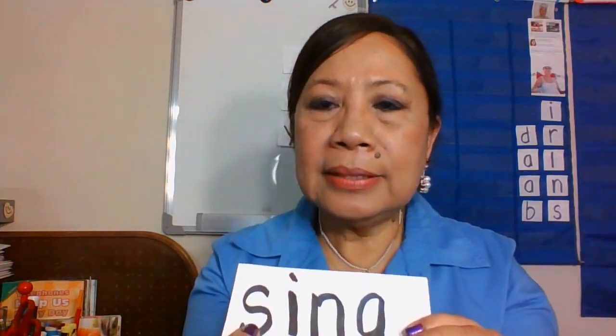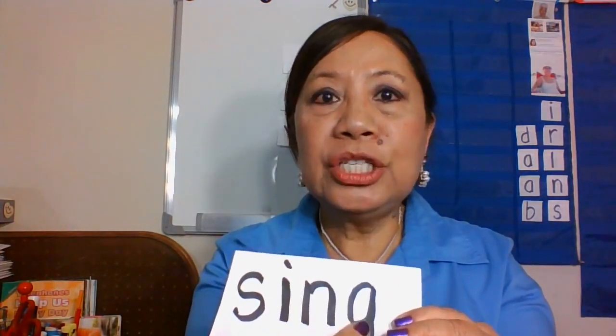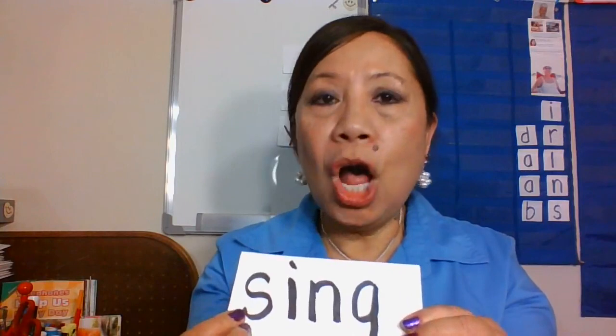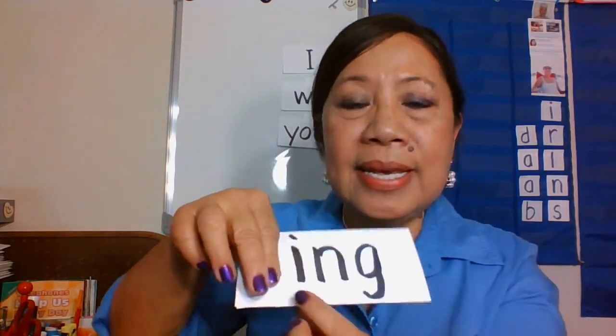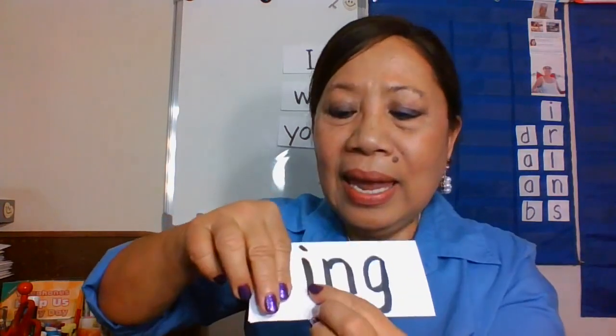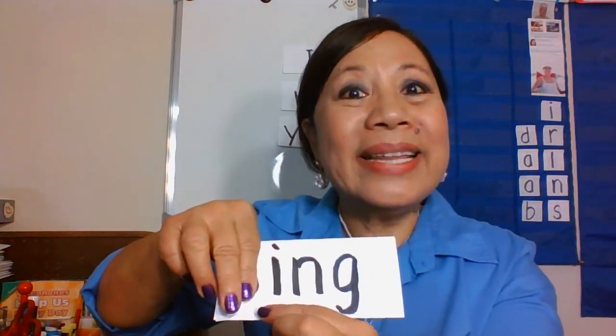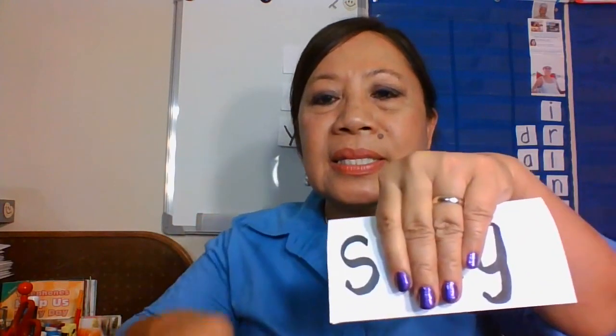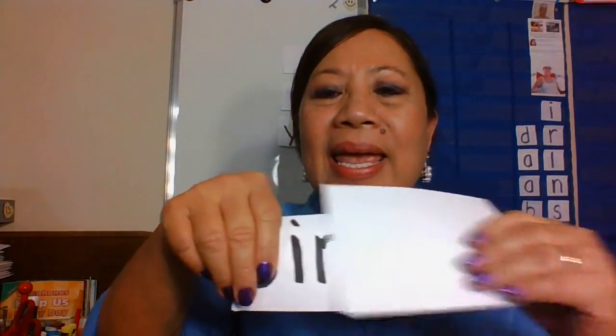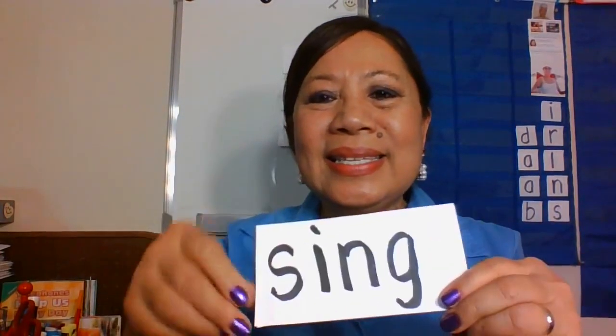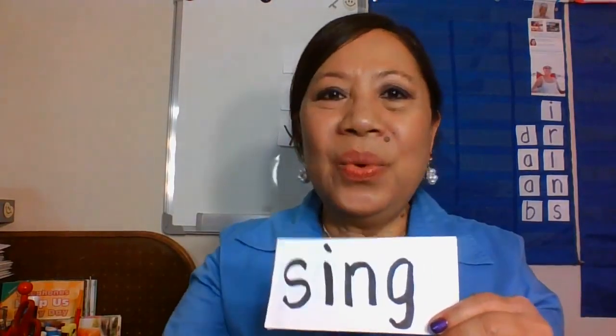Next. Sing. S-I-N-G. Now let's blend all the letters and the sounds together. S, and you can say ing, ing. That's one sound, ing. S, ing. Sing. What's that word? The word is sing.